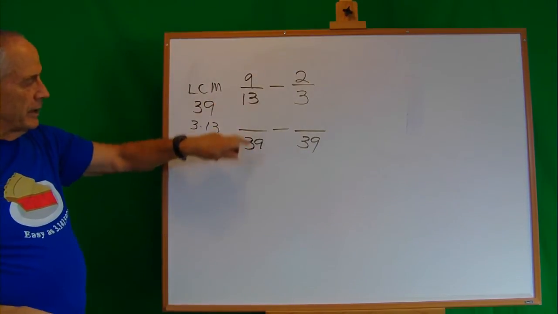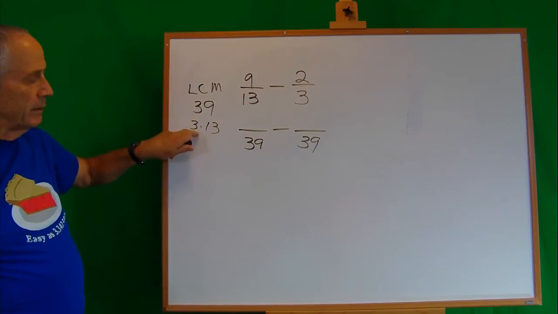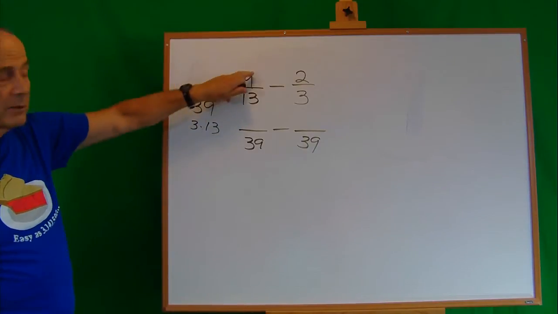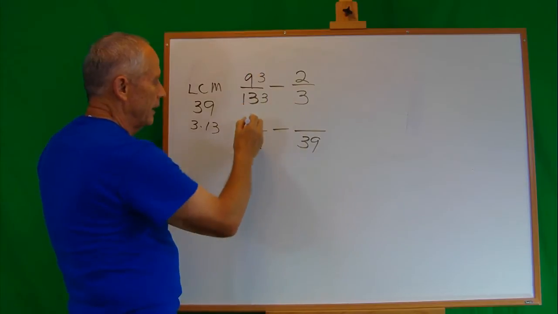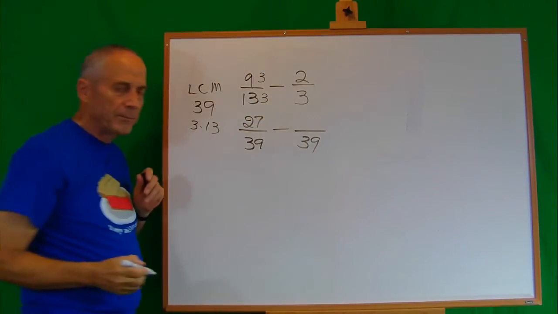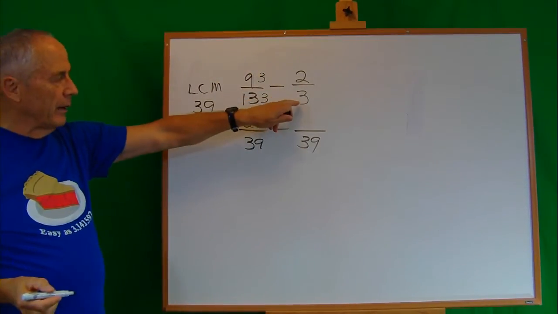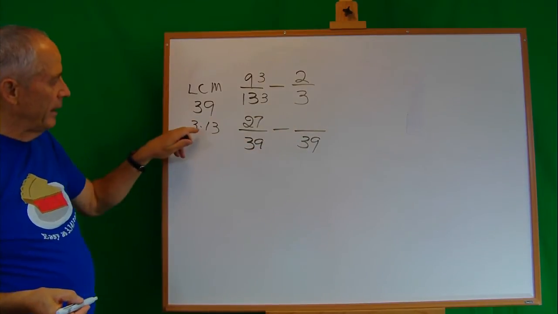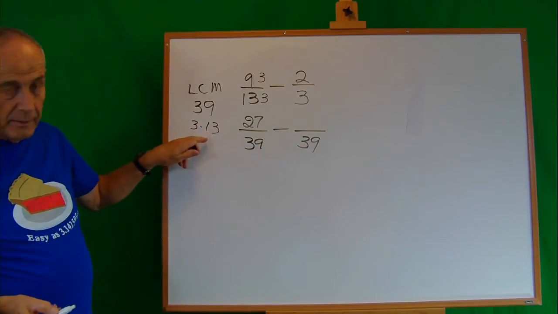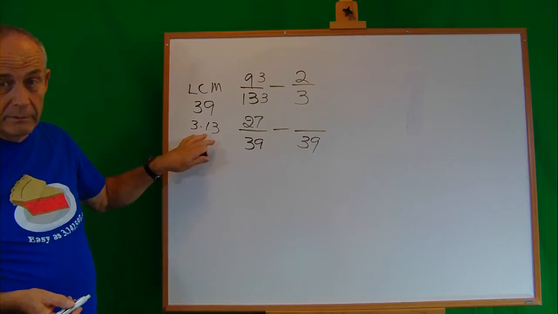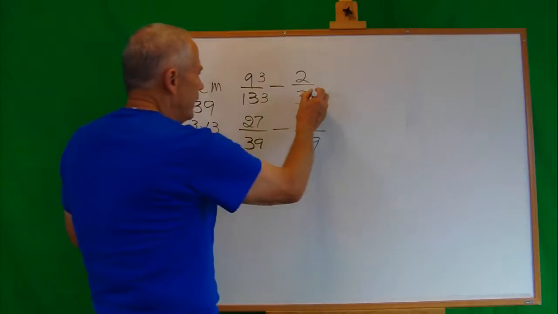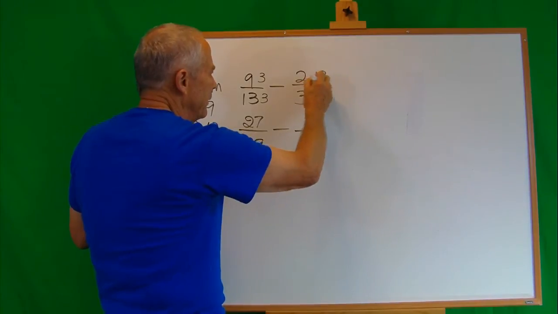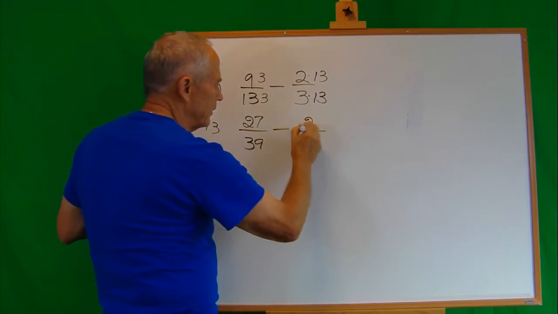To change 13 to 39, we need a 3 that we didn't have, so we have to multiply the numerator and denominator by 3. 9 times 3 gives us 27. Over here, we have to multiply by the 13. And there you can tell, it's right there. We got 3 times 13, so there's our 3. We need a 13, numerator and denominator. 2 times 13 is 26.